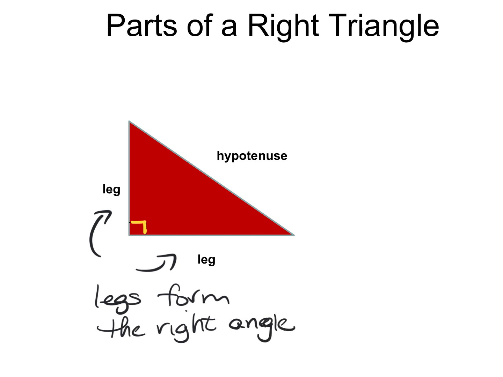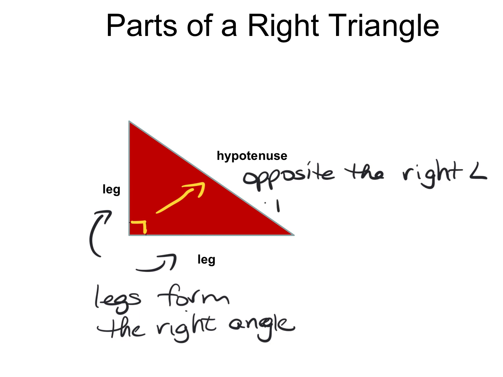The side that is across from the right angle, this is called the hypotenuse. So it's going to be opposite the right angle. And it's also the longest side of the triangle.